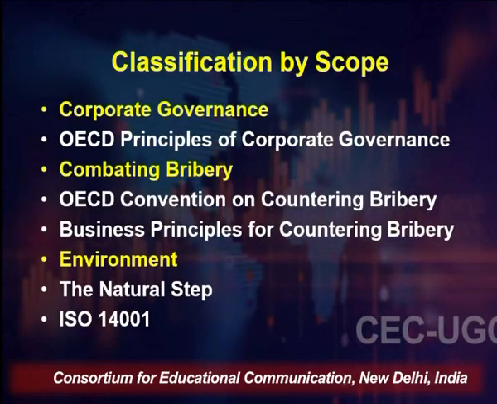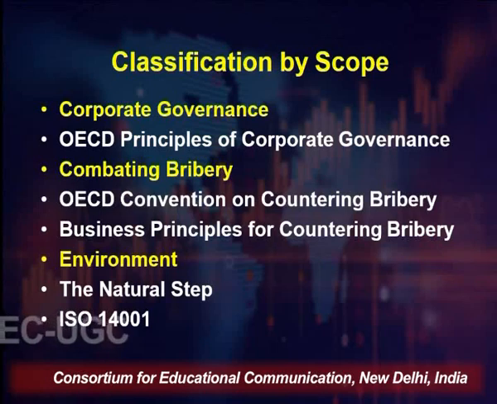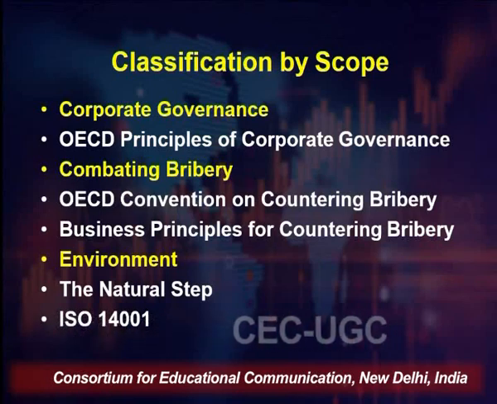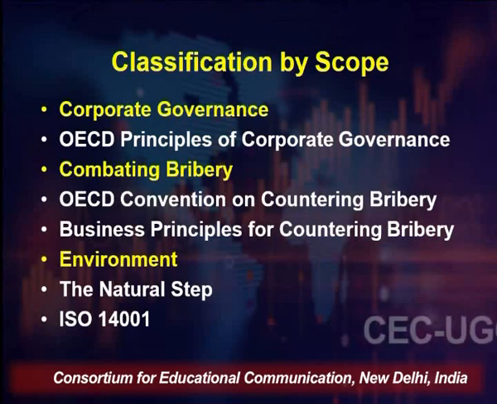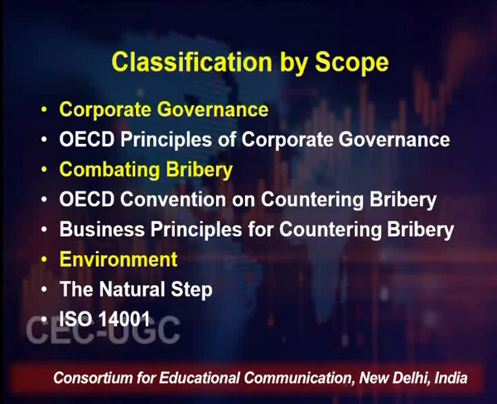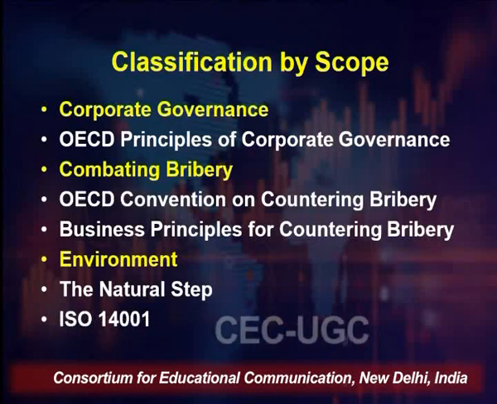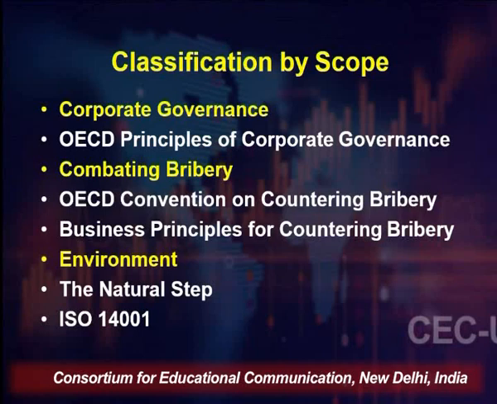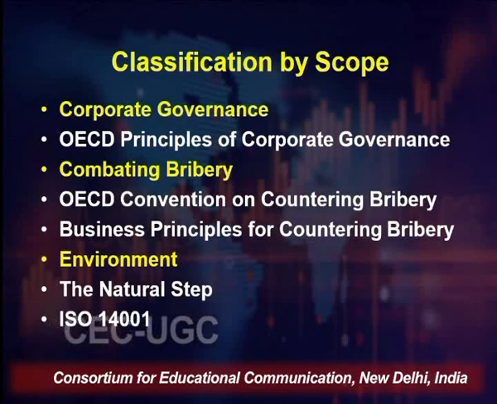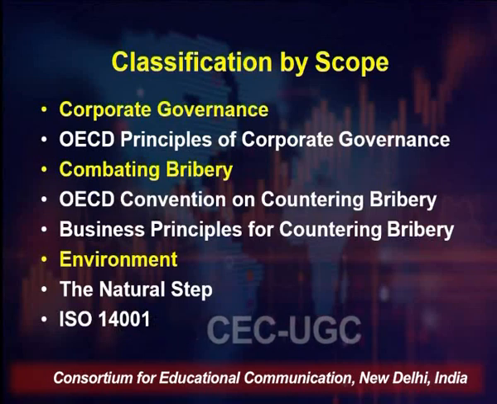It can be corporate governance, and for that we have a standard called the OECD Principles of Corporate Governance. If combating bribery is your concern, the OECD Convention on Combating Bribery is also there. Business Principles for Countering Bribery is there for that. If you consider environment to be a concern, you have standards for that: The Natural Step, ISO 14001.